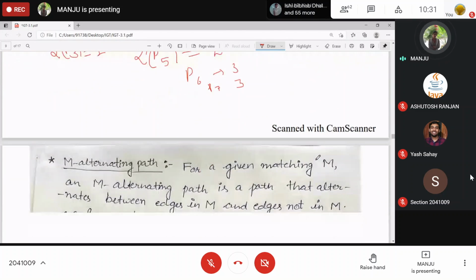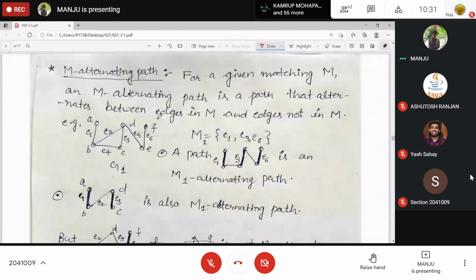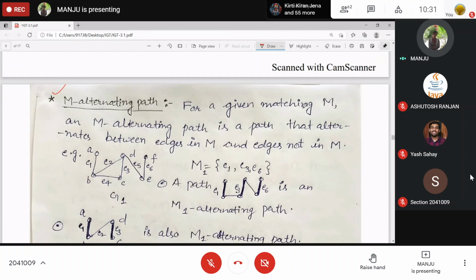Matching consists of independent edges. Now, M is the matching given. What do you understand by an M alternating path? Any path for a given matching M. An M alternating path will be any path that alternates between the edges in M.